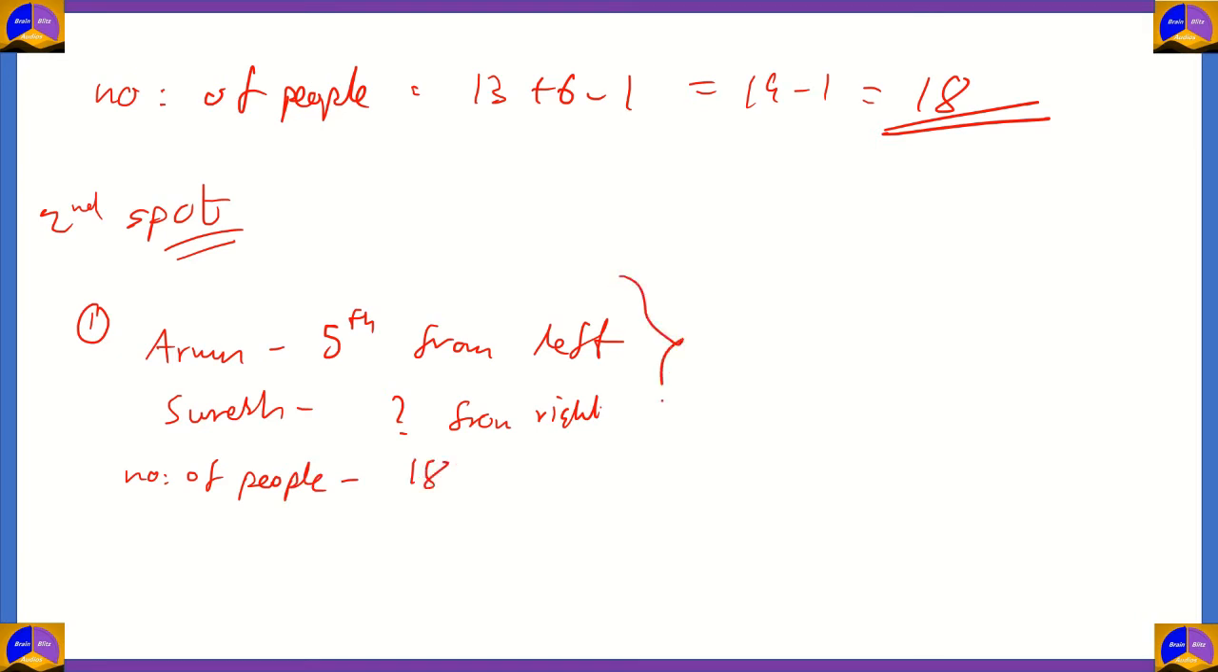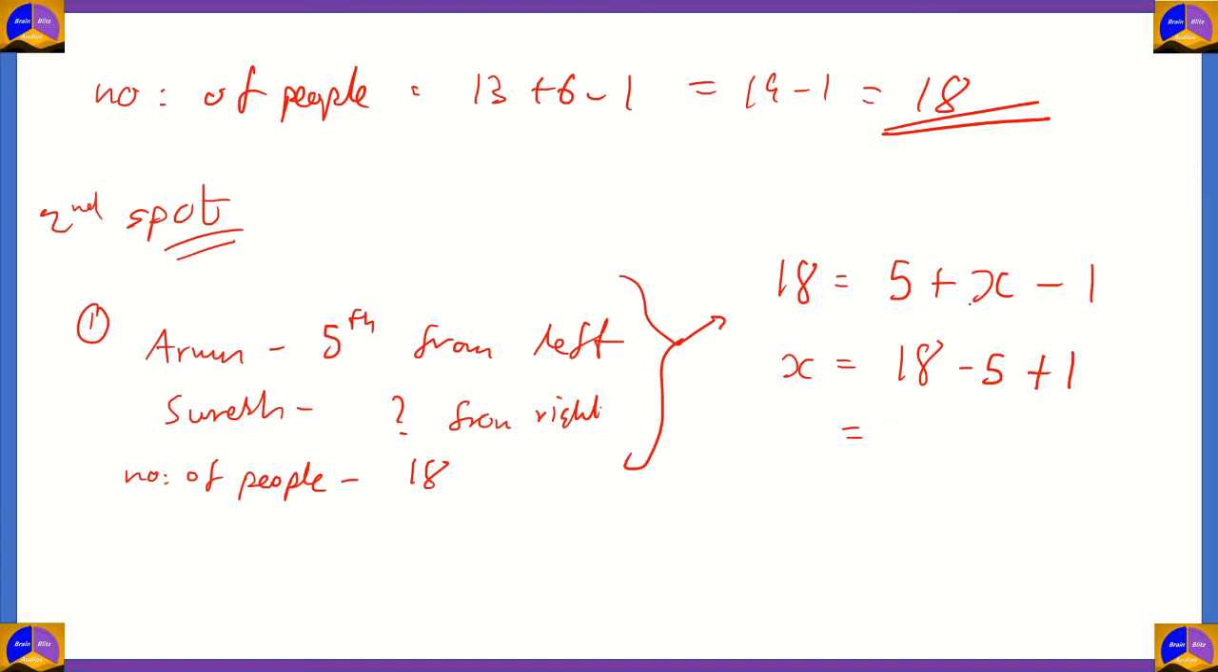So again, here we use the same formula. Number of people is equal to position from left plus position from right minus 1. So number of people is 18. Position from left is 5. Position from right, we don't know that. Let's consider that to be x, and then minus 1. So we take x on the left-hand side. You have 18 minus 5 plus 1.